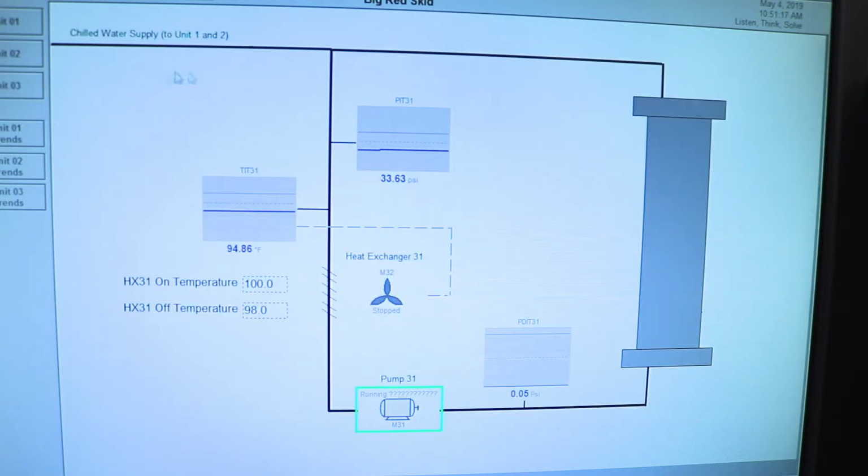In Unit 3, we have no tuned loops, but here we have the fan, which hasn't been running as of yet because it has not reached the high set point, and the pump is still going.